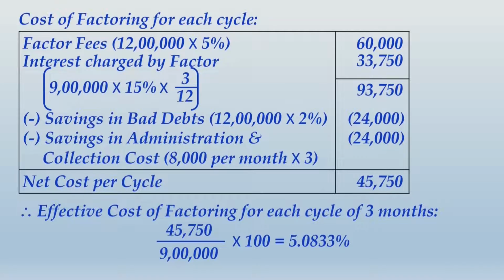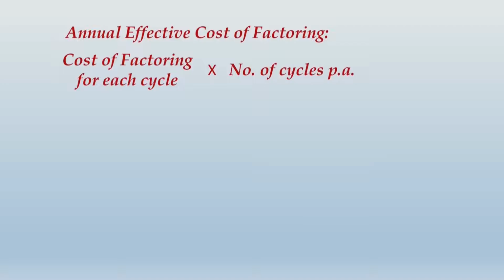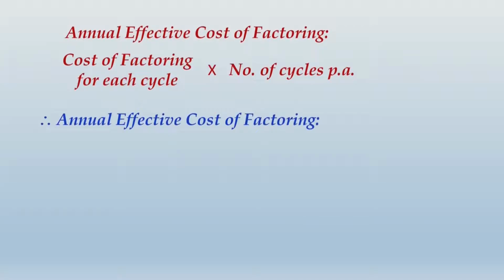So this percentage comes to 5.0833% for each cycle. Let us move ahead and now find out the annual effective cost of factoring. When you have made the calculation for each cycle, you would have got the cost of factoring for each cycle, which you should now multiply by the number of cycles per annum. So in our case, it will be 5.0833% for each cycle multiplied by 4 cycles, that will eventually give you 20.33% per annum, which we had originally obtained when we made calculations directly for 1 year.